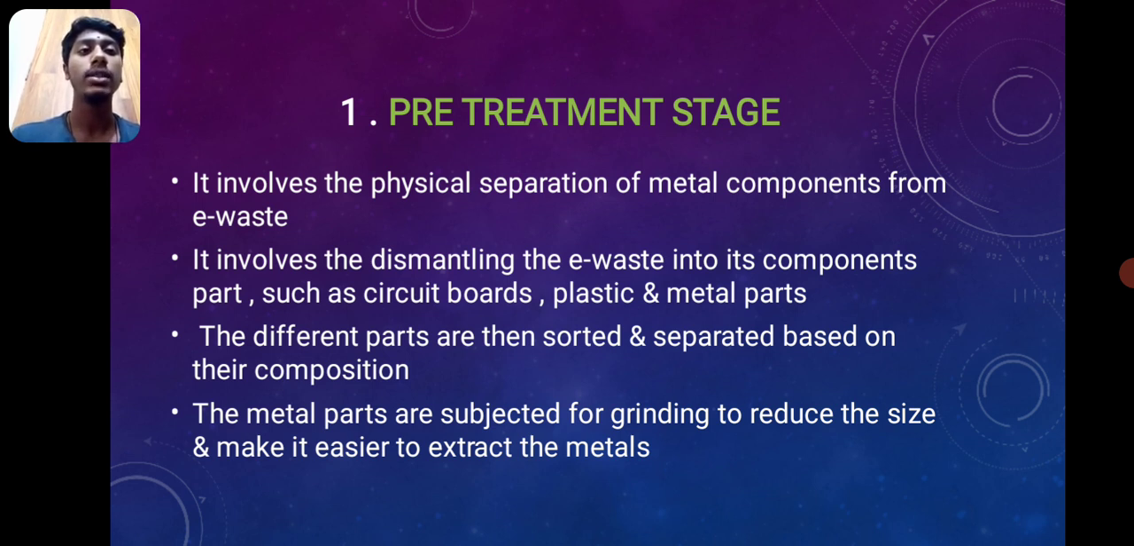It involves dismantling the e-waste into its component parts such as circuit boards, plastics, and metal parts, separating them into different categories. The different parts are then sorted and separated based on their composition. The metal parts are subjected to grinding to reduce the size and make it easier to extract the materials.